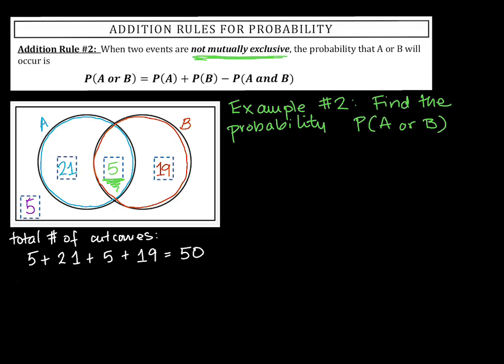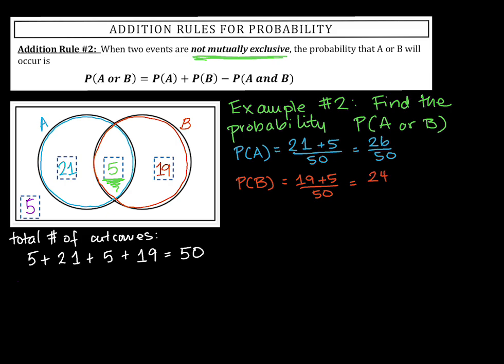Now to calculate the probability of A, that's just the 21 plus 5 out of 50, so that's 26 out of 50. And then to calculate the probability of B, that is the 19 plus 5 out of 50, which equals 24 out of 50.